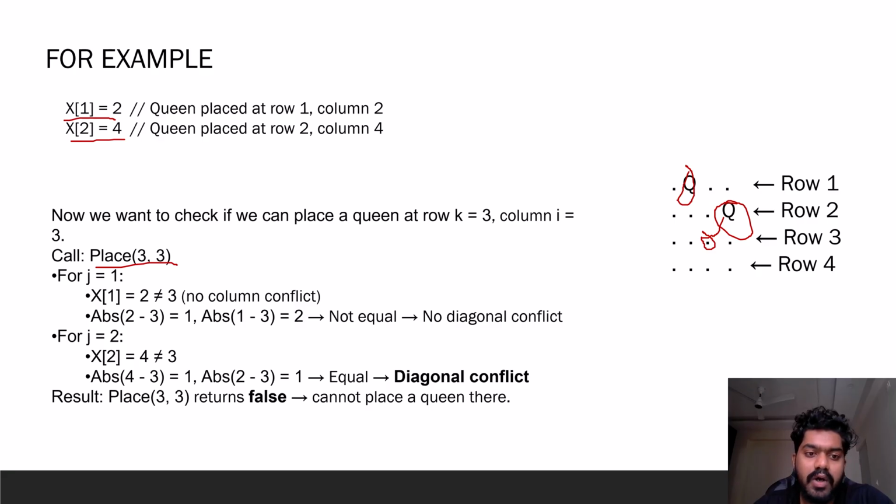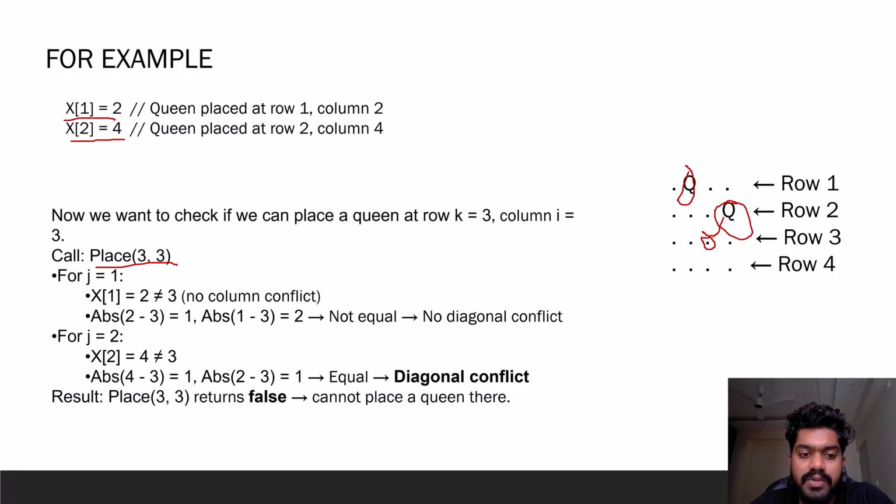See, using a for loop, we'll check for all the columns, right? First, we will take the first column, x of 1, that is the column number for the first queen. This is x of 1 equals 2. But here the new queen that should be placed, the column number is 3. So 2 is not equal to 3. So there is no objection with the column due to the first queen placed in the first row. Now for checking the diagonal, ABS of 2 minus 3, that is the column number of the first queen, 2, minus the column number of the present queen, that is 3. 2 minus 3 is minus 1.